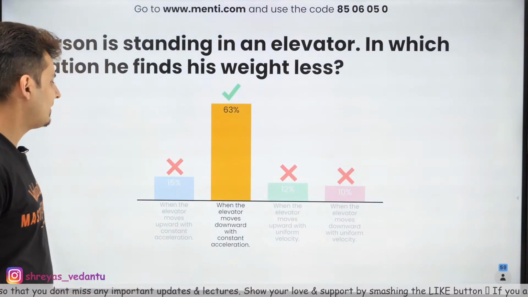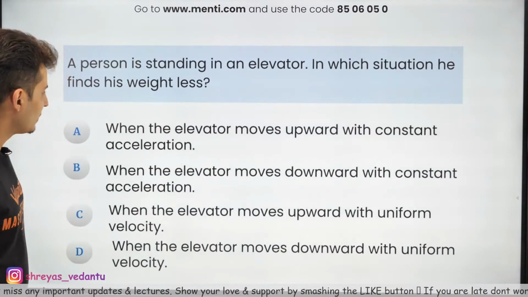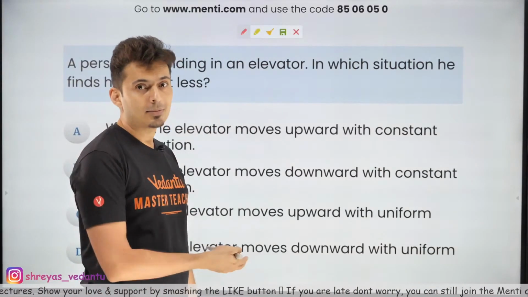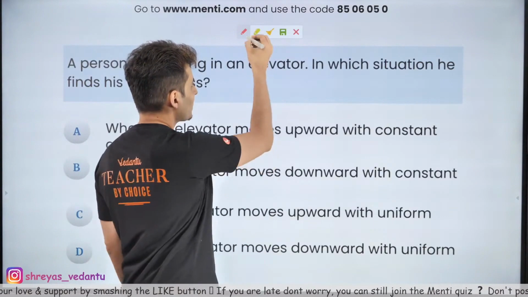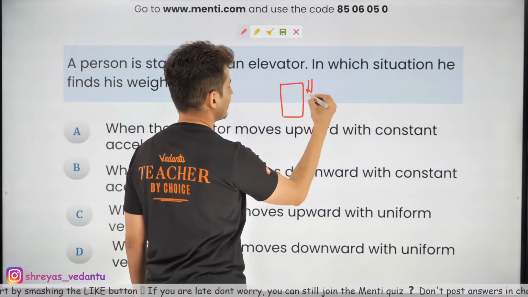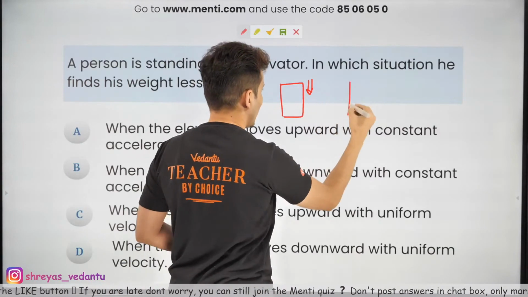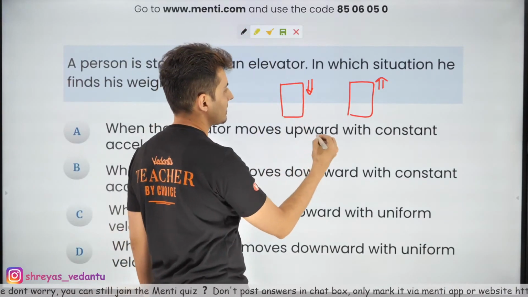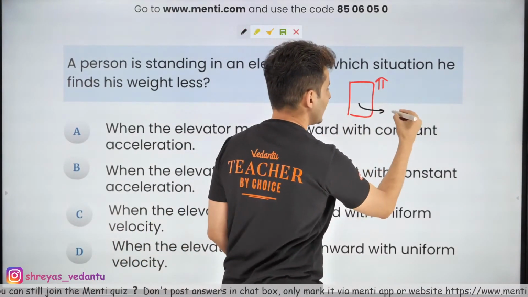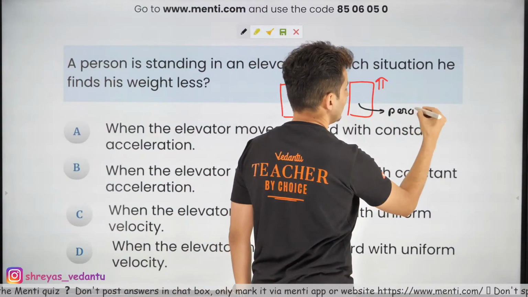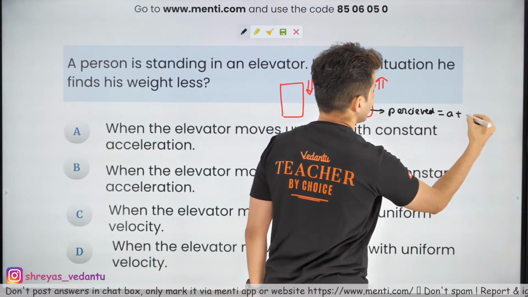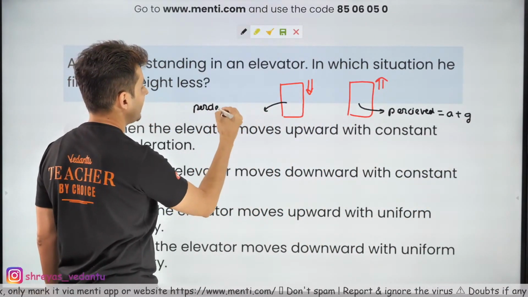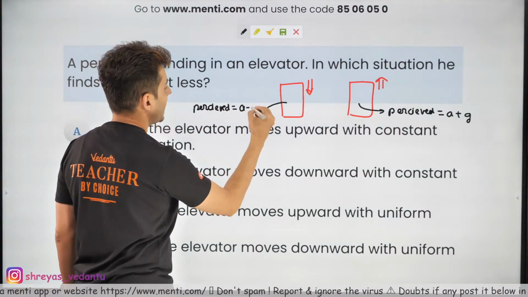Very good. 63% have answered it correctly. Just a few days back, I was showing you the three different scenarios in a non-inertial frame. Please check my lecture number 4. If you are in a lift and the lift accelerates upwards or downwards, what are the different perceived gravities in each case? When the lift accelerates upwards, the perceived gravity is G plus A. But when the lift accelerates downwards, the apparent gravity is G minus A.